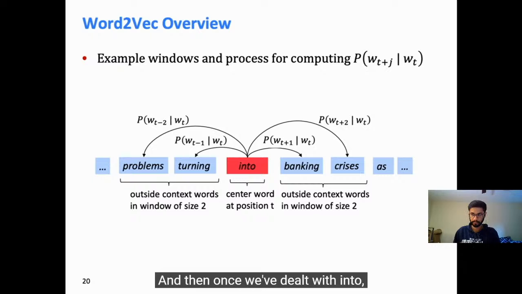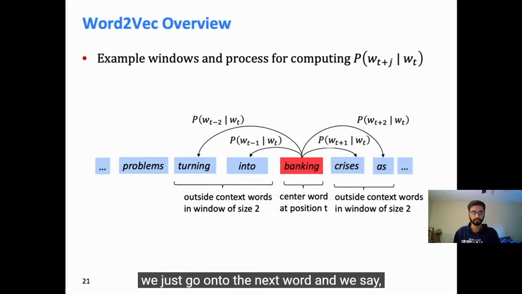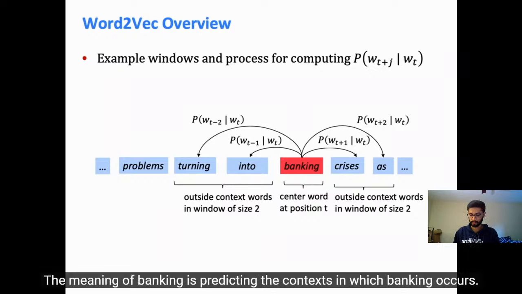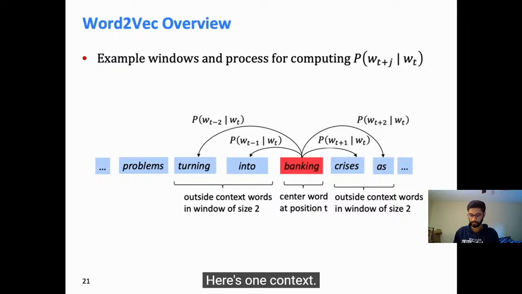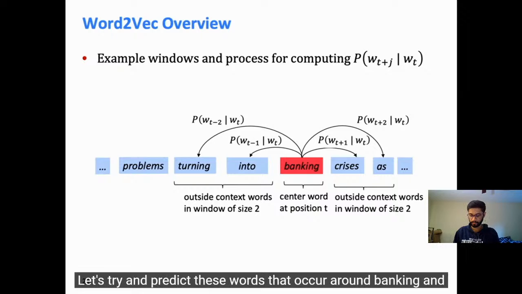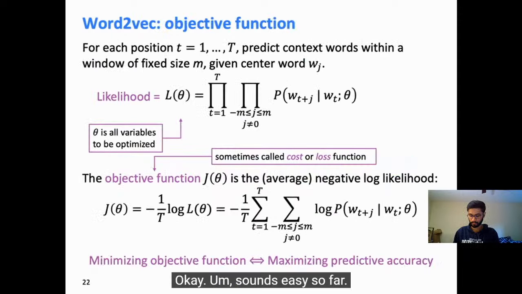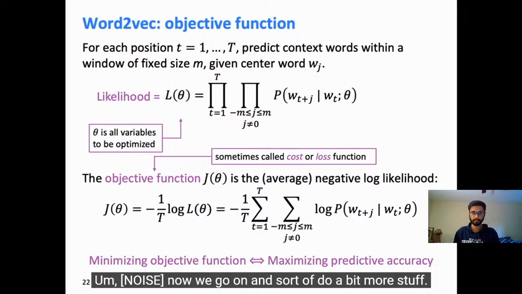And then once we've dealt with into, we just go on to the next word and we say, okay, let's take banking as the word. The meaning of banking is predicting the context in which banking occurs. Here's one context. Let's try and predict these words that occur around banking and see how we do. And then we'll move on again from there. Okay. Sounds easy so far. Now we go on and do a bit more stuff.